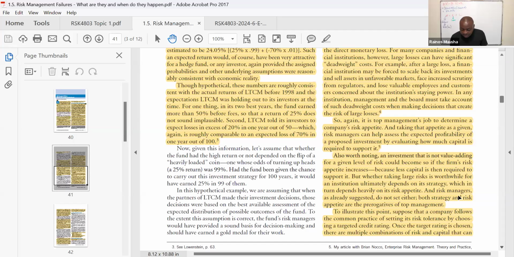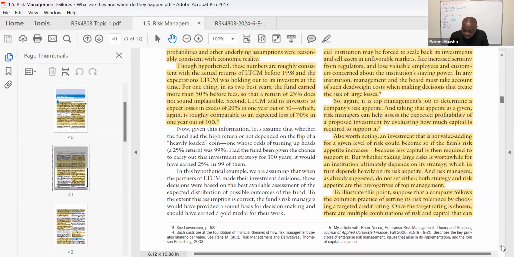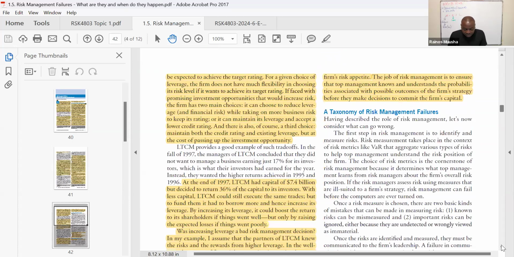And yet they say, and risk managers, as already suggested, do not set either; both the strategy and risk appetite are the prerogatives of top management. So to illustrate this point, suppose that a company follows the common practice of setting its risk tolerance by choosing a targeted credit rating. Once the target rating is chosen, there is a multiple combination of risks and capital that can be expected to achieve the target rating.